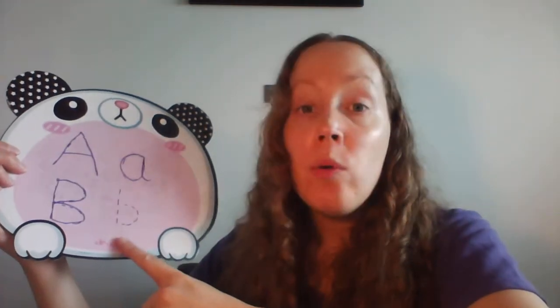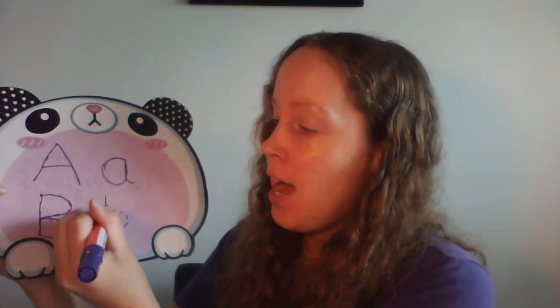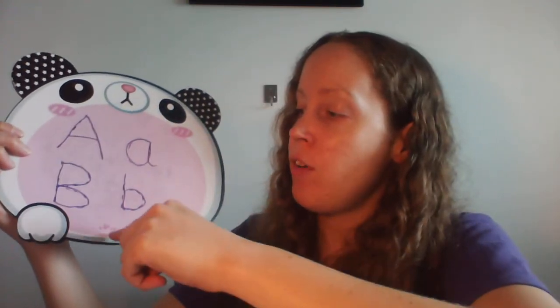Now the small letter B goes down, round. So with your fingers again, goes down, round. Super job, everyone. Excellent. So now I'm going to give you 10 seconds to go and find your pupil's books.